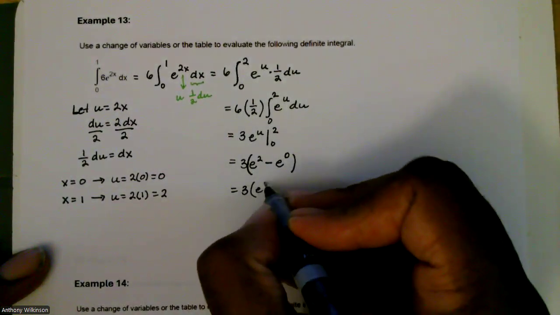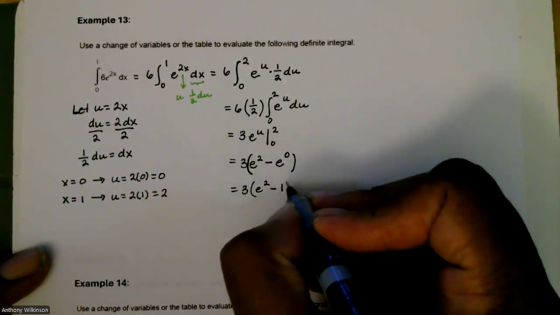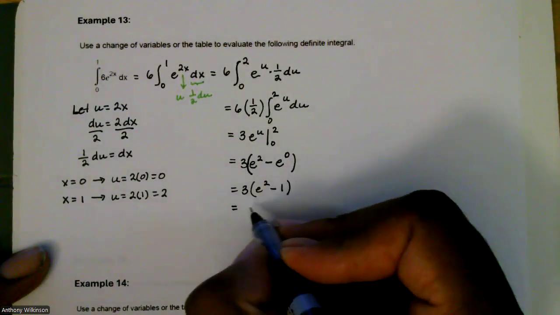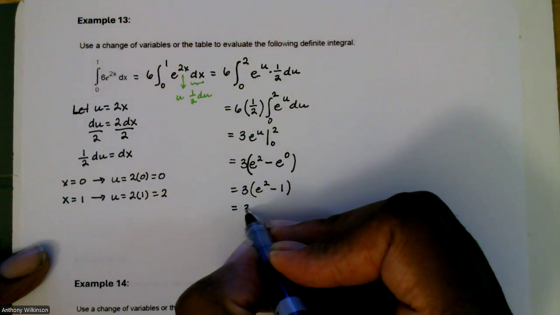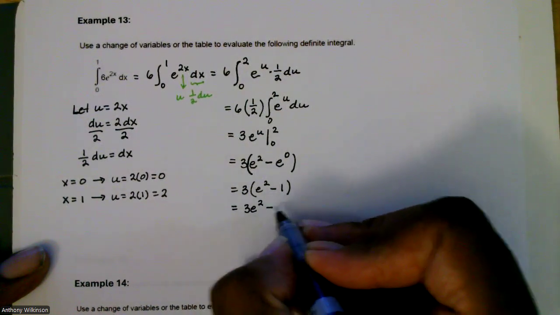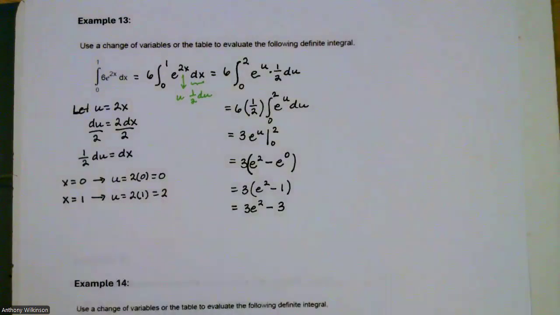And I'll leave this as e squared, but e to the 0 power is 1. And if I distribute the 3 over the e squared minus 1, it would be 3e squared minus 3. And I will go no further than that. Okay.